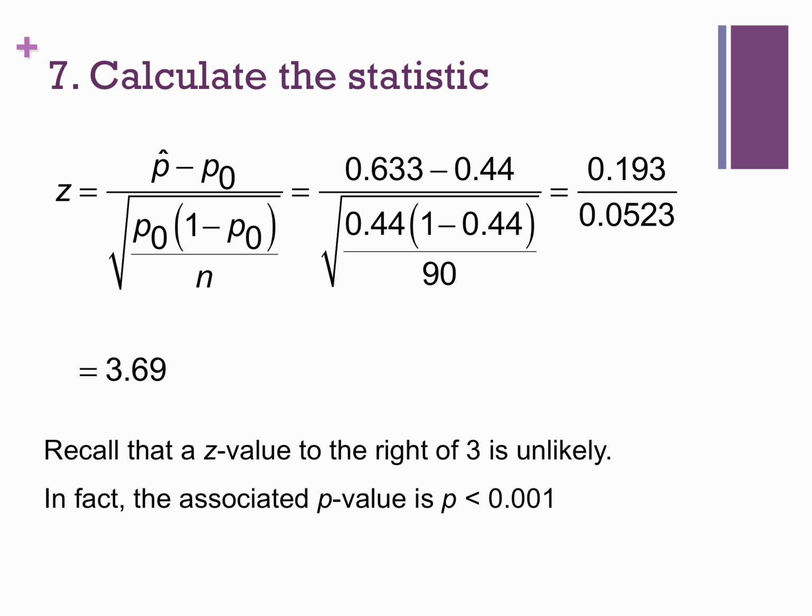Step 7, we can calculate the statistic. It's actually 3.69. Recall that a z-value to the right of 3 is very unlikely. Go back and look at the z-value curves, and you will see that 3.69 is very far to the right. And in fact, it has an associated p-value of less than 0.001.